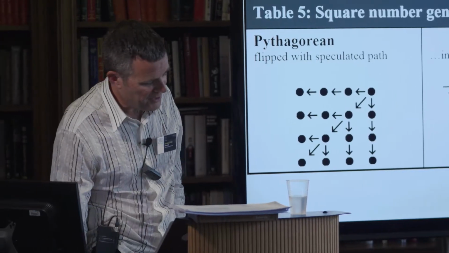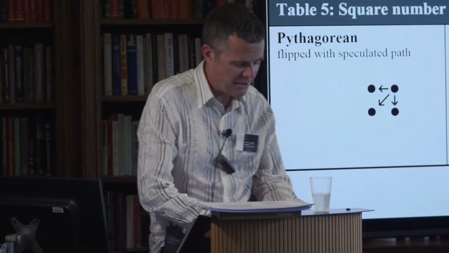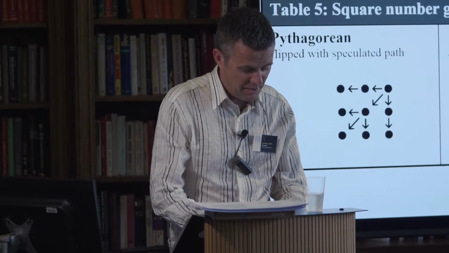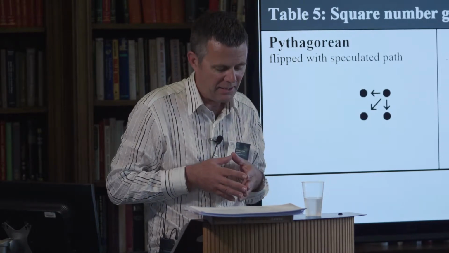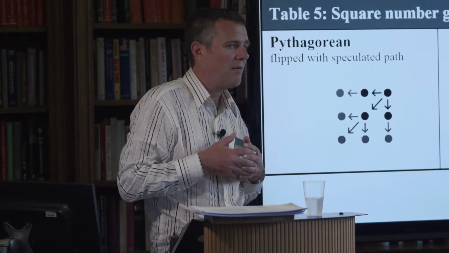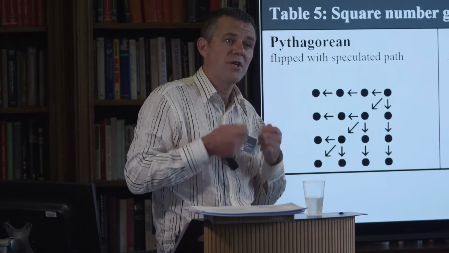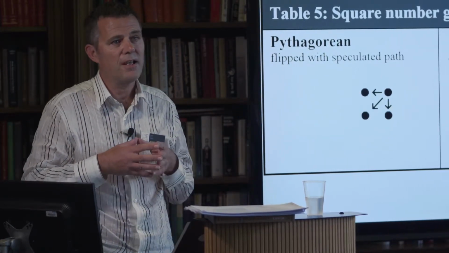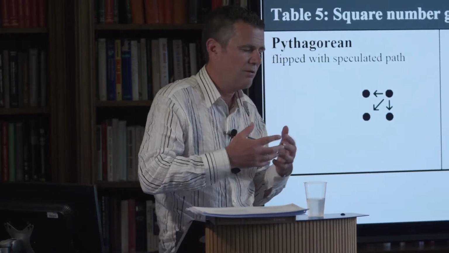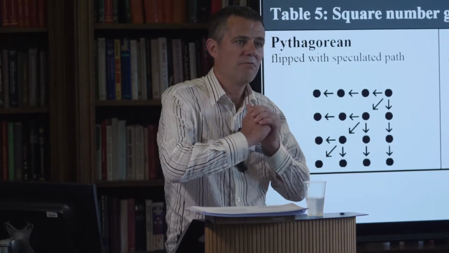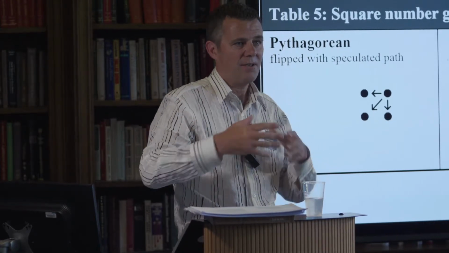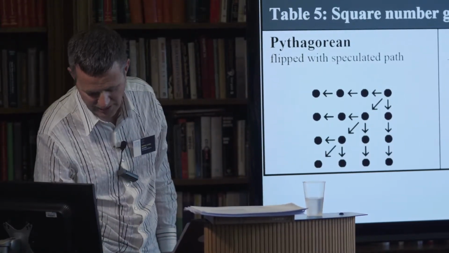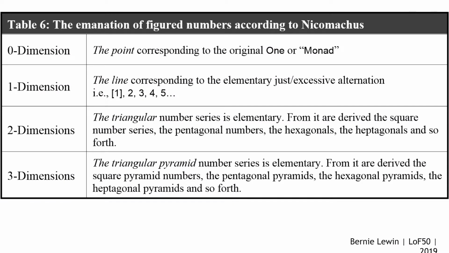Now, the Pythagoreans had an order to this. They placed their figured numbers in a particular hierarchy, which corresponded with the hierarchy of the generation of dimensional magnitudes. So they saw that their whole philosophy was around an original dimensionless point, then generating out the dimensions and the universe, if you like. So this table gives a bit of an idea of that.